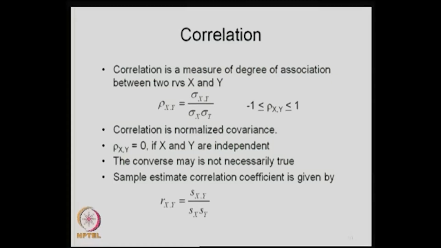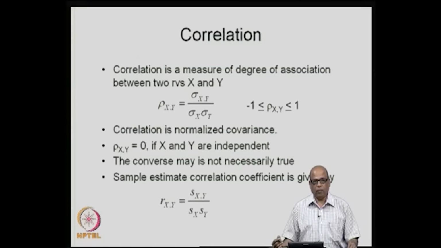Now, from the covariance we move on to an important concept called the correlation. The correlation is a measure of the degree of association between two random variables x and y. As you can see from the definition, we define the correlation rho x y as the covariance sigma x y divided by the standard deviation of x multiplied by the standard deviation of y. This is a normalized covariance.